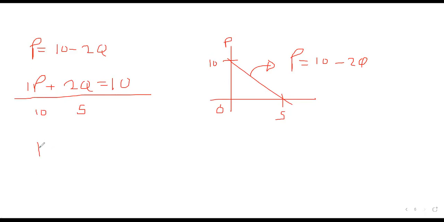Let's try another one. P is equal to 20 minus 0.2Q. Who wants to try? How do we sketch this?